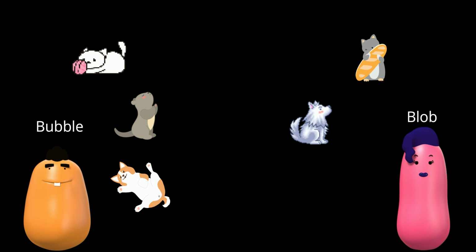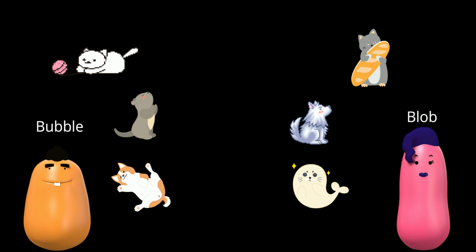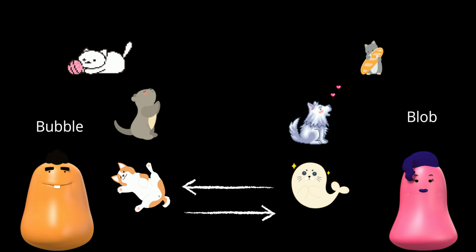In collaborative filtering, when a person, let's call them Bubble, likes cat, sea otter, and dog videos, and another person, Blob, likes cat, wolf, and sea lion videos, we can say with some certainty that Bubble will like sea lion videos and Blob will like dog videos. This type of filtering is the most commonly used in industry.